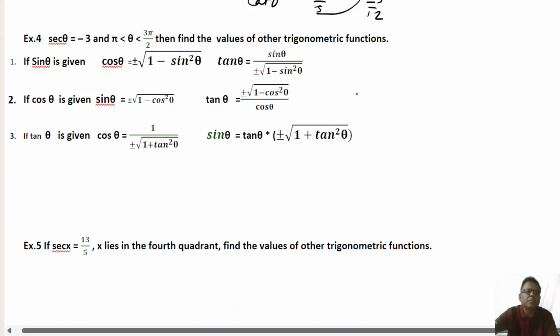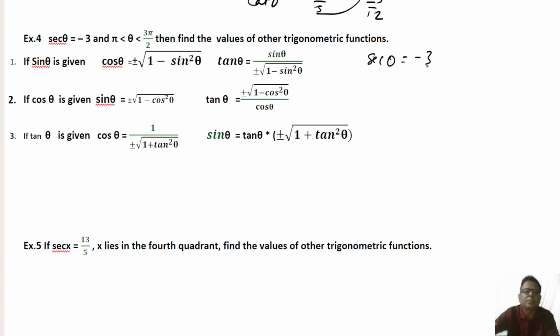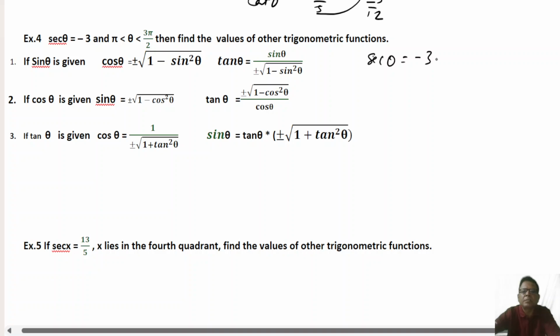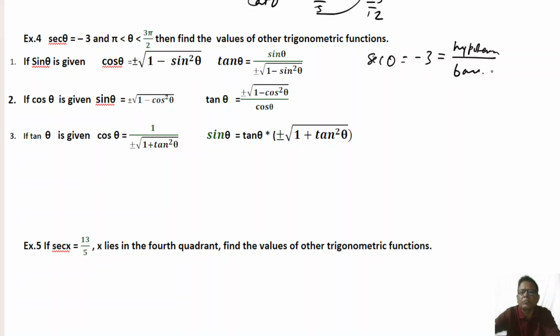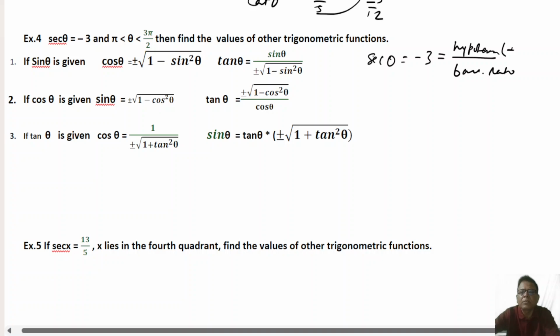So here, suppose it is given sec theta is minus 3. So minus 3, that means hypotenuse and base ratio. So hypotenuse is never negative, it is always positive. It may be negative or positive. Since it is negative, the base is negative.